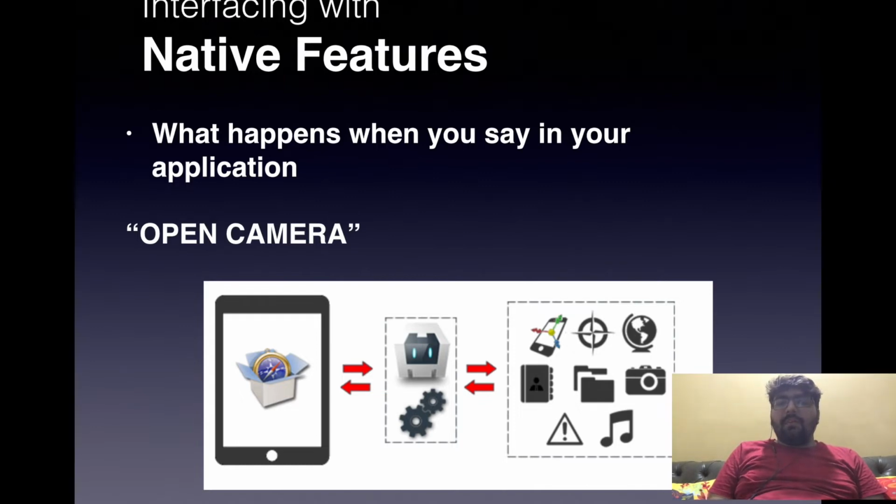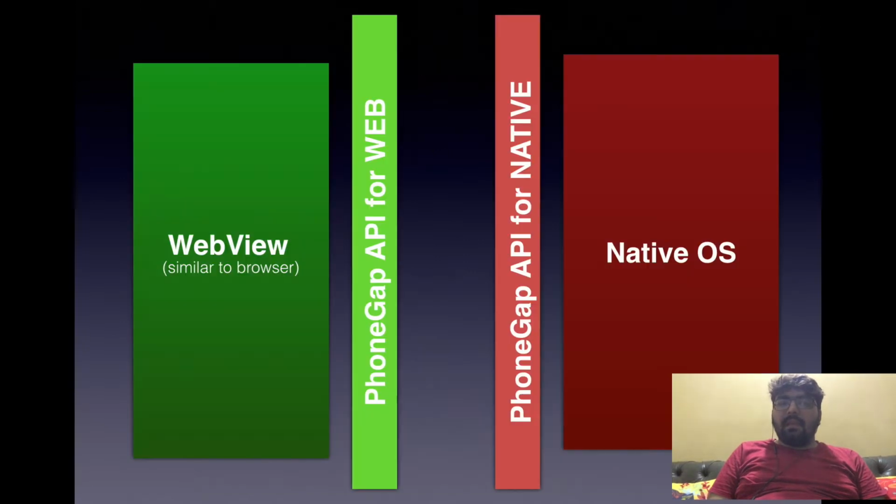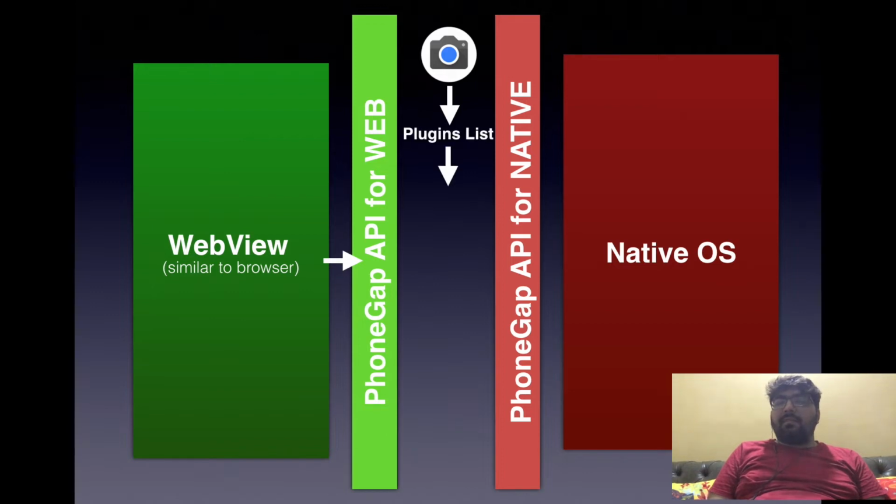Well, PhoneGap is a collection of APIs on both the ends, on web layer as well as on the native layer. And this is the prime channel for communication between the two layers. Let's look at this diagram. When the web view requests to open a camera, it communicates with the PhoneGap API for web. So when open camera is requested, it goes through the plugin list of the application.